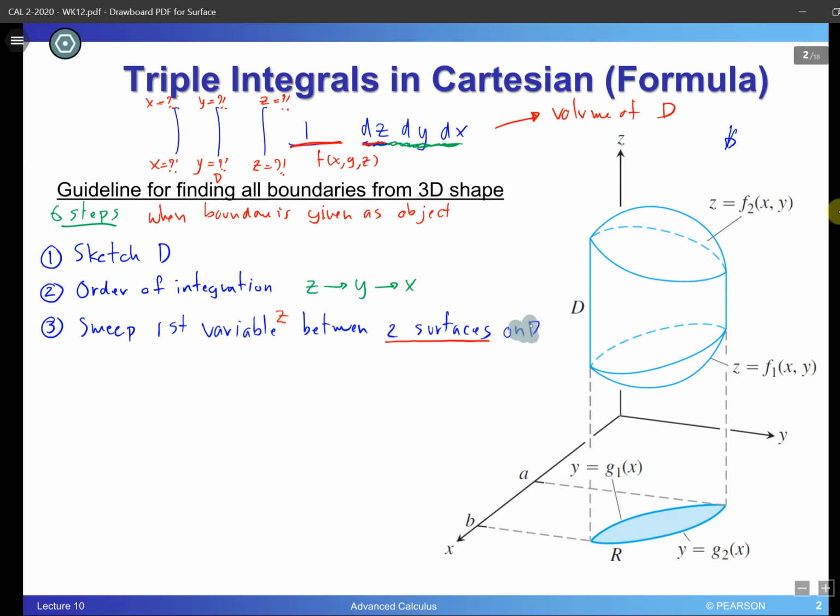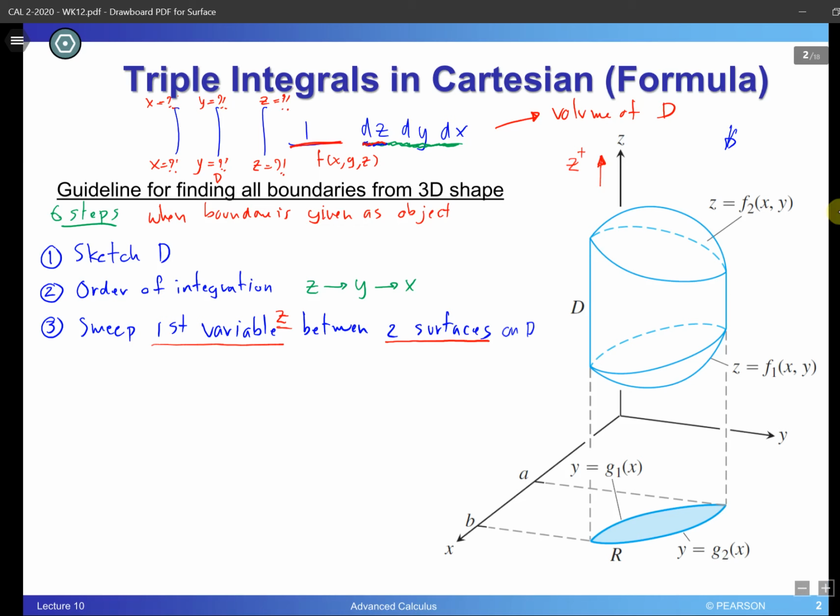Okay, let me change this. I want to make this a little bit smaller. On D. Okay, so we are going to sweep the first variable, and in this case it's going to be z. So we are going to sweep in this direction, plus z direction, right, to the positive value of z. So we are going to sweep this 2 surfaces. So let's take a look at the first one.